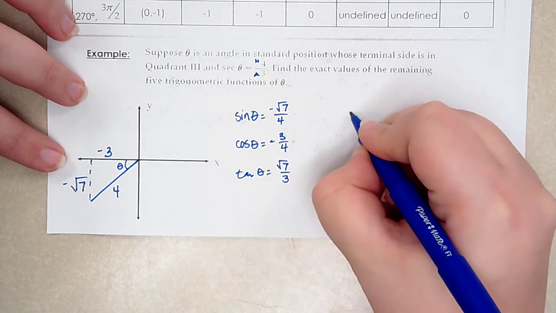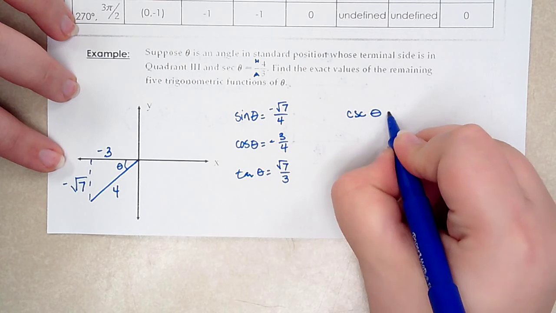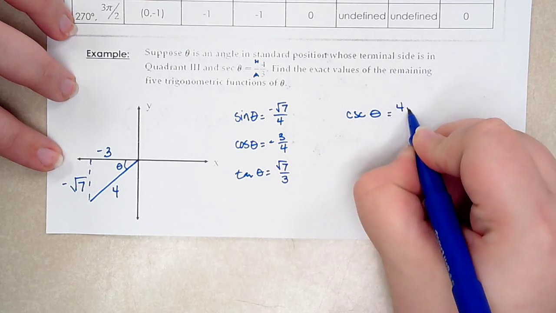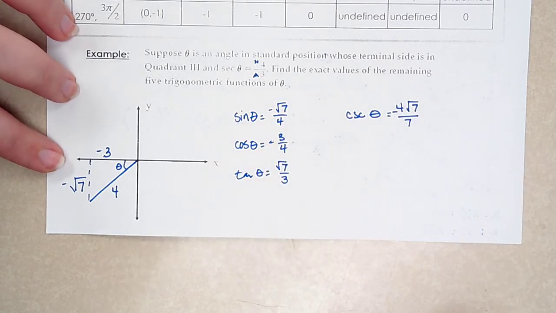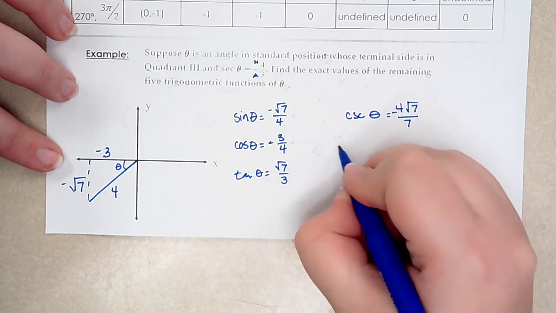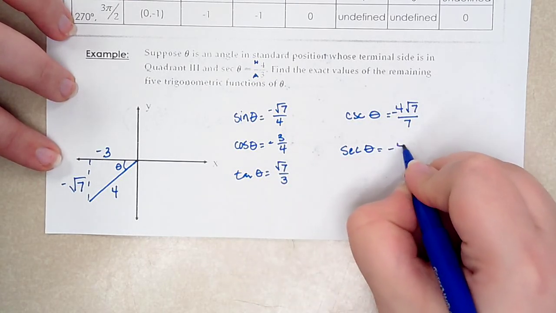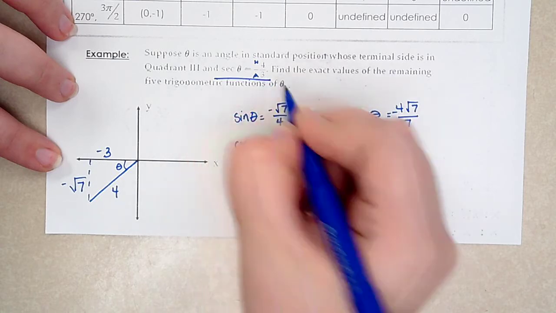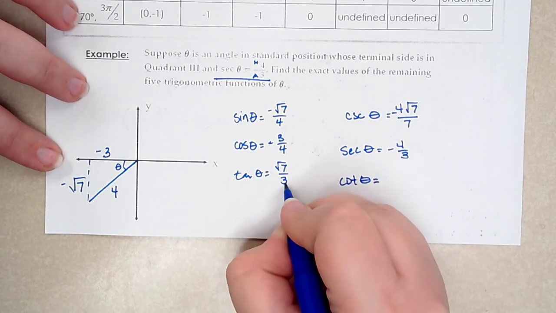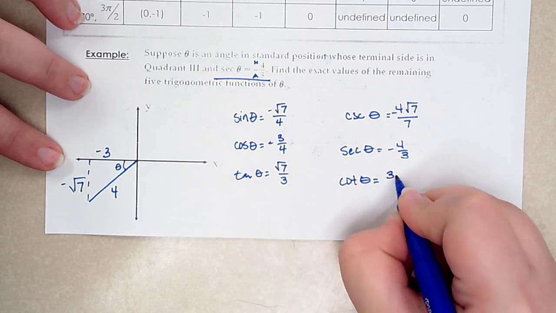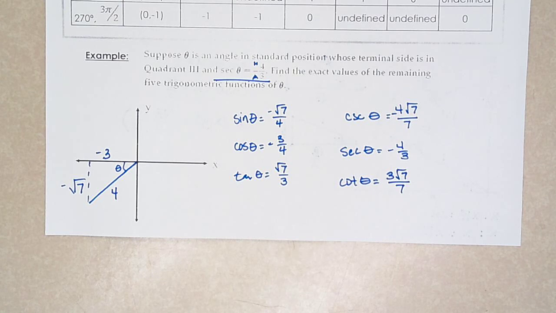And then let's do those reciprocals. Remember, no two cos go together. Sine goes with cosecant. I get 4 root 7 over 7 with a negative in front. Cosine goes with secant. That would be negative 4 over 3, which we already knew from our problem. And then finally, cotangent. Flip that: 3 over root 7. When we rationalize, 3 root 7 divided by 7.